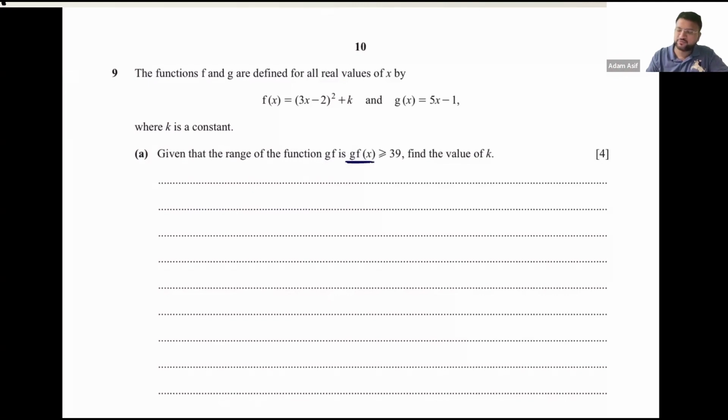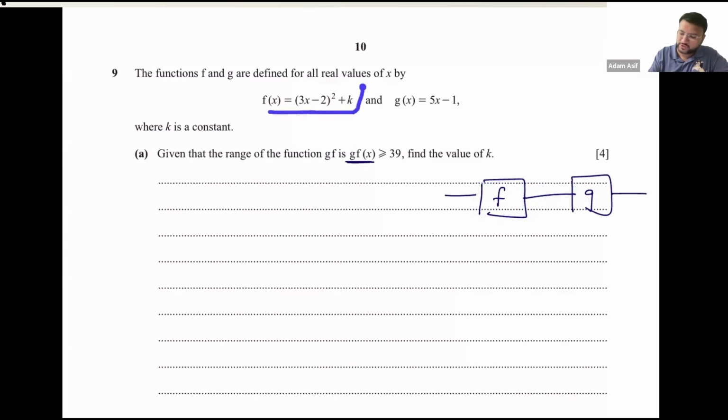gf of x is a composite function. gf of x का मतलब है function f into function g. So that is f followed by g. That is gf of x. For this composite function to be formed, the range of this function should satisfy the domain of this function. This is your function f. So function f needs to be inserted in function g.